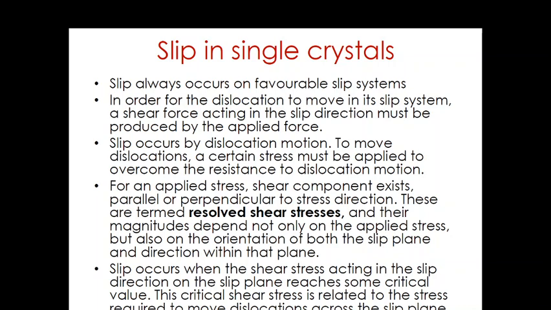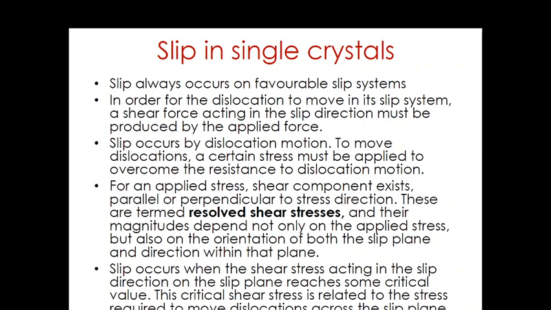For an applied stress, pure tensile or compressive, a shear component always exists, though not parallel or perpendicular to the stress direction. These are generally termed resolved shear stresses, and their magnitude depends not only on the applied stress but also on the orientation of the slip plane and direction within that plane. Slip occurs when the shear stress acting in the slip direction on the slip plane reaches some critical value, and this critical shear stress is related to the stress required to move a dislocation across the slip plane.